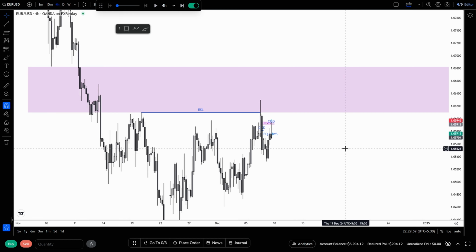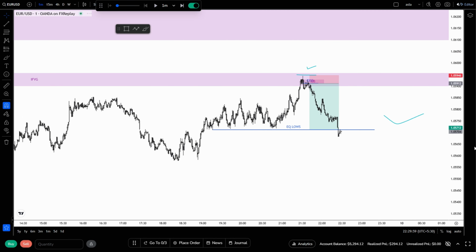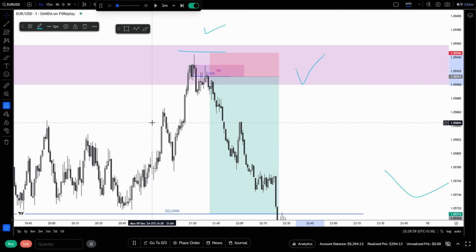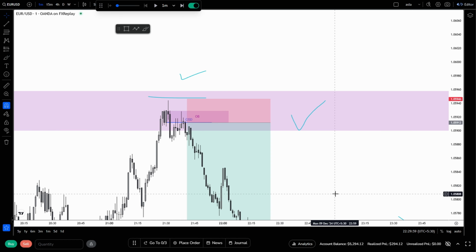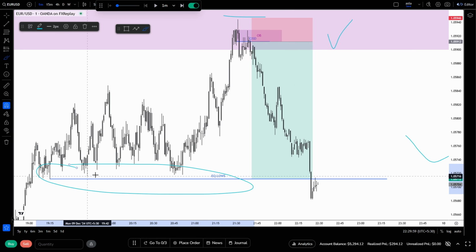Price moves higher, it takes out buy-side liquidity, and then we get one final push higher. After that push, price closes below the 1-minute change in state. Once that happens, price comes back up to rebalance the bearish order block, taps into it, rejects it, and then finally delivers the sell-off we were waiting for.